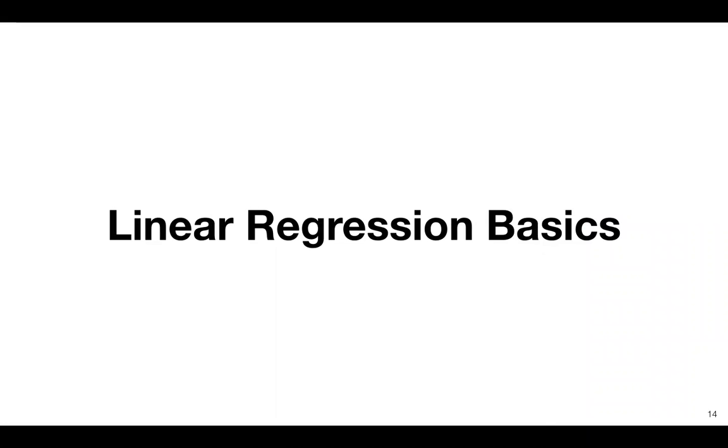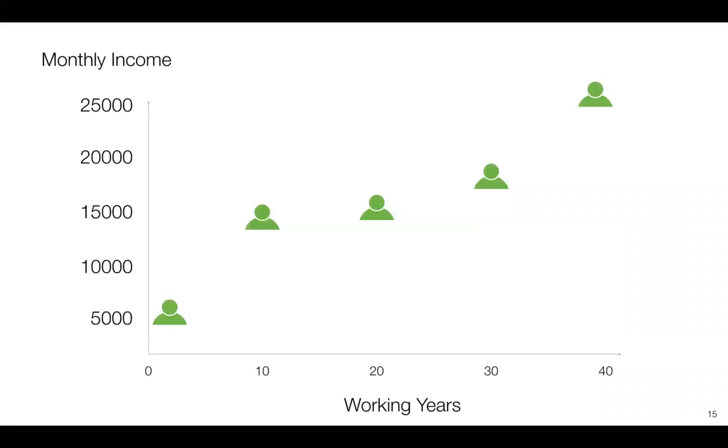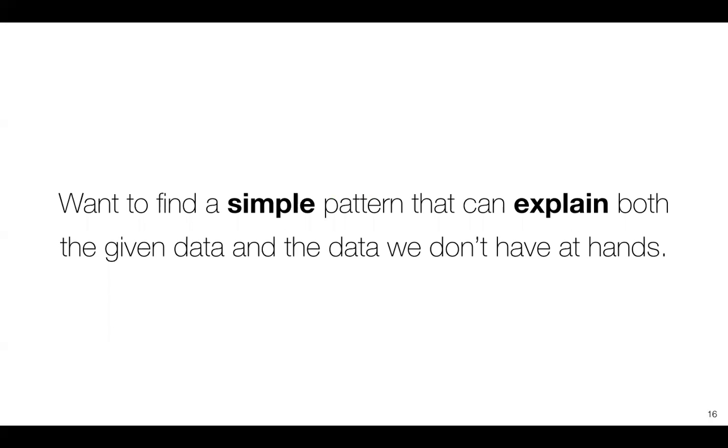Just to refresh the linear regression basics, we talked about linear regression in the previous seminar. Imagine we have the monthly income, and we want to see how the working years, how many years you work in this organization, influence the monthly income increase or decrease. We have two variables, and we map out all the employees using those two dimensions. Then we want to find a simple pattern that can explain both the given data and the data we don't even have at hand right now.